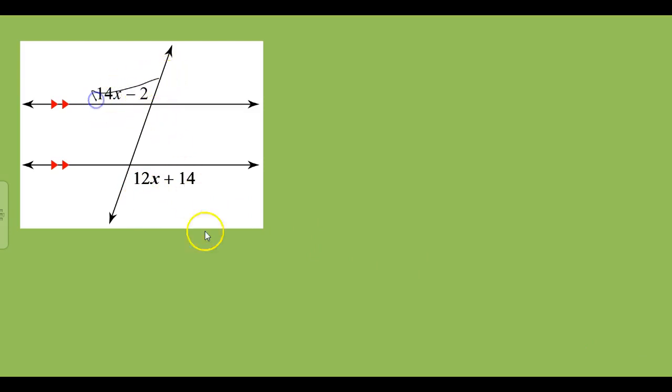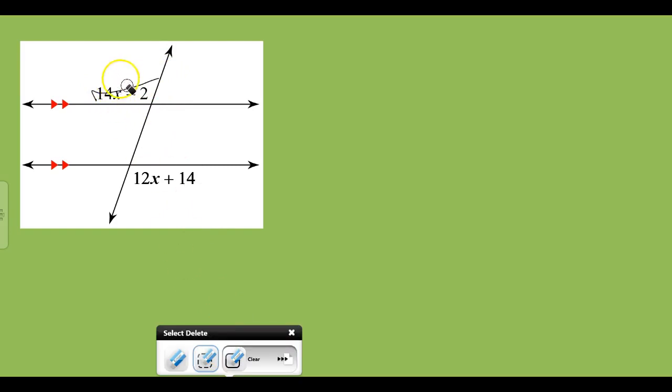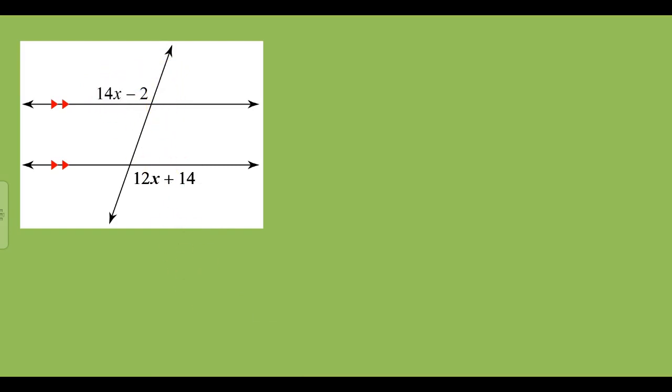I know that this angle and this angle are alternate exterior angles. If they are alternate exterior angles, we know they are congruent. If they're congruent, they're the same. So that means 14x minus 2 is equal to 12x plus 14.